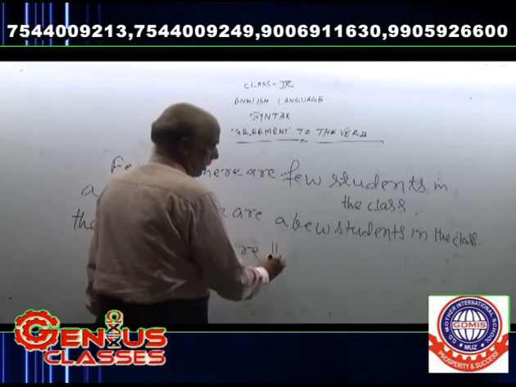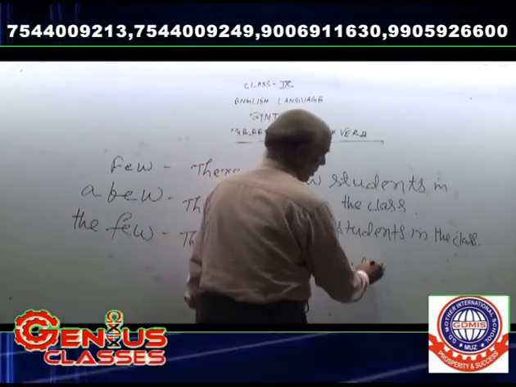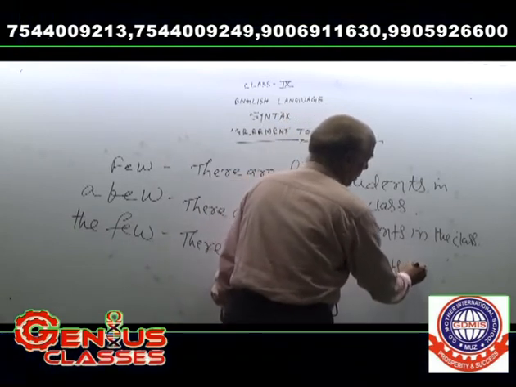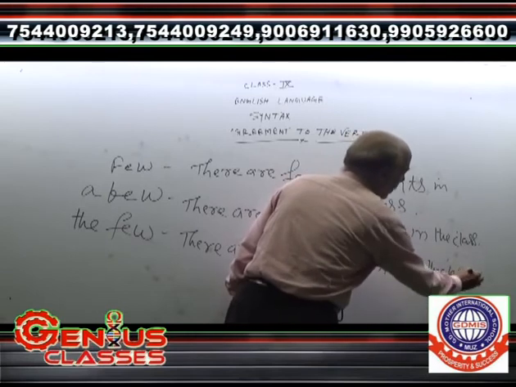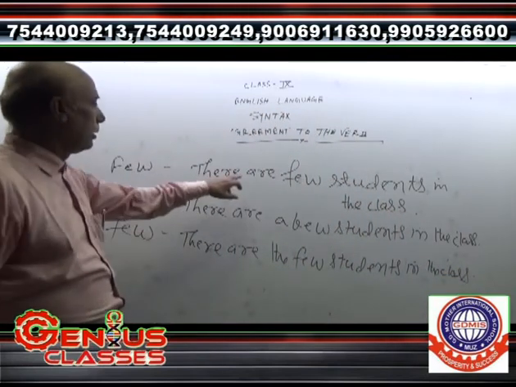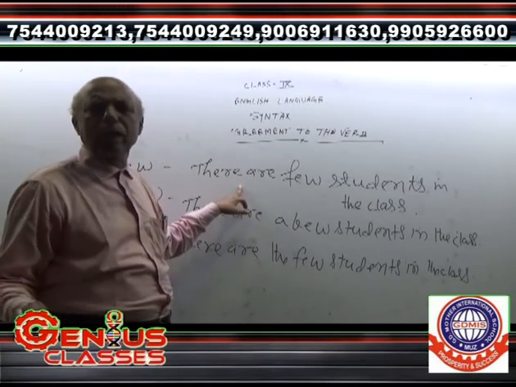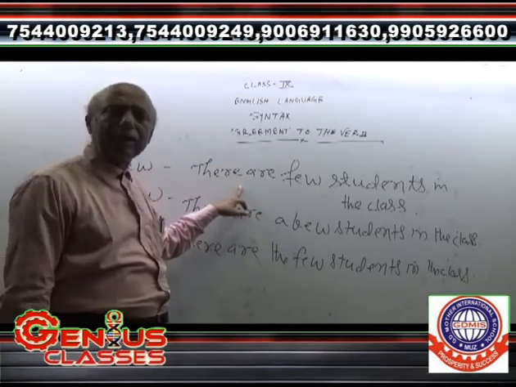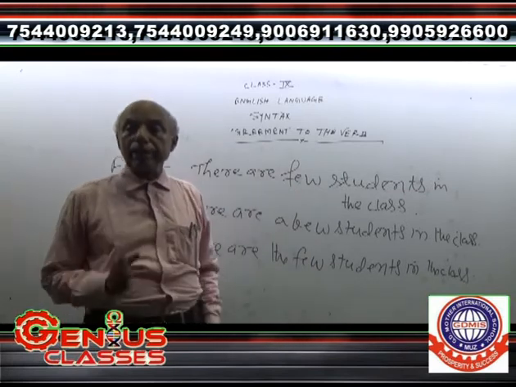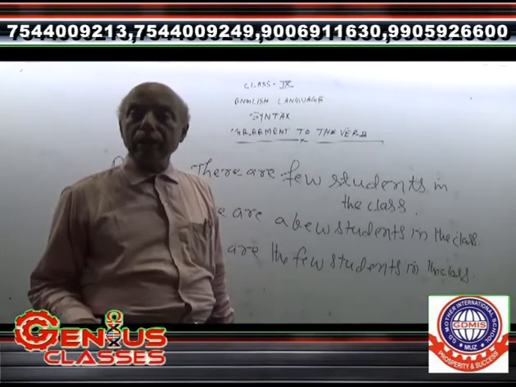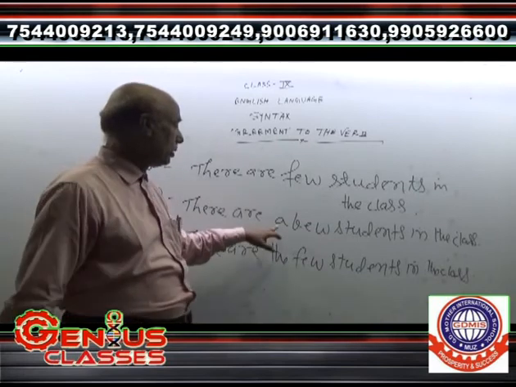Try to understand what I am saying. There are few students. When there is a class, and one or two students are present in the class, in that context, few will be used. When you say a few, it means the strength of the class is 60 and nearly 30 students are present. In that condition, we use a few.